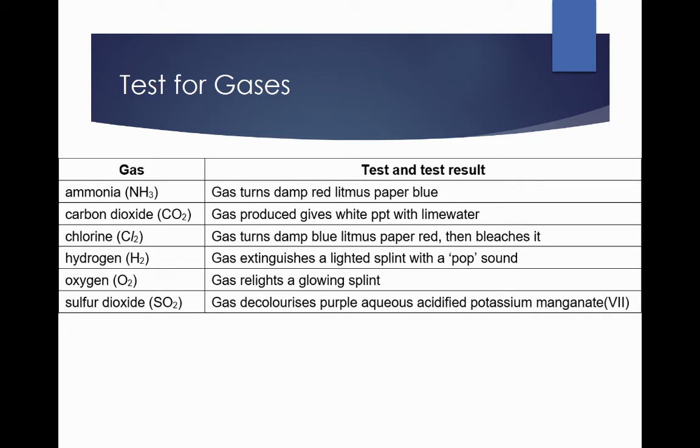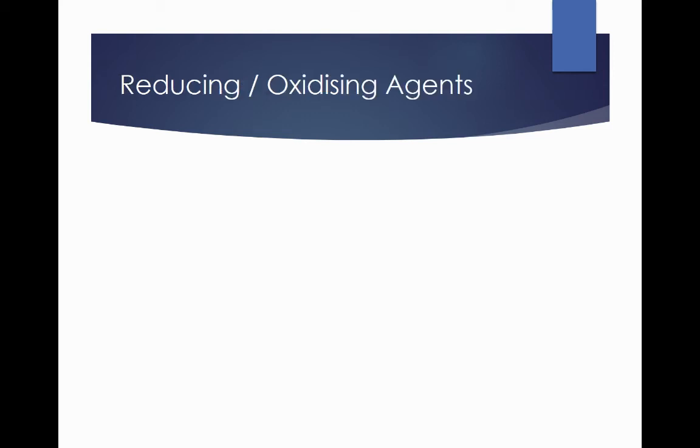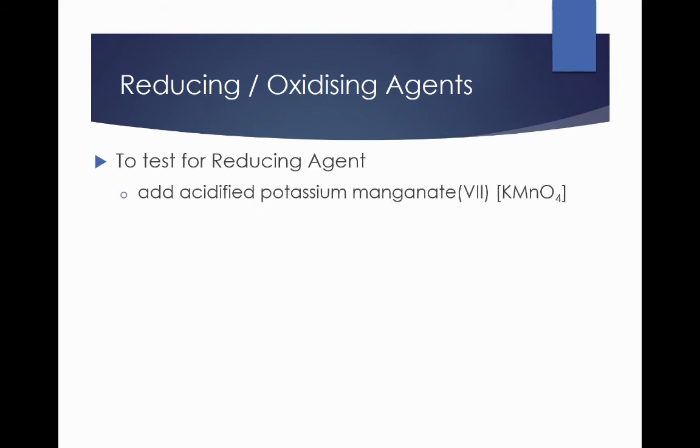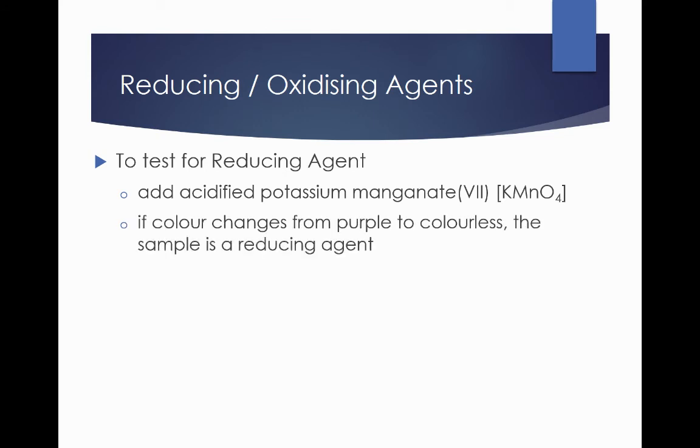And in particular, one rather special gas is the last one, sulfur dioxide. You realize it decolorizes the purple acidified potassium manganate(VII). And this is because it has some additional properties, which brings us to the next portion about reducing and oxidizing agents. Now, when we test for a reducing agent, we use an oxidizing agent such as acidified potassium manganate(VII).